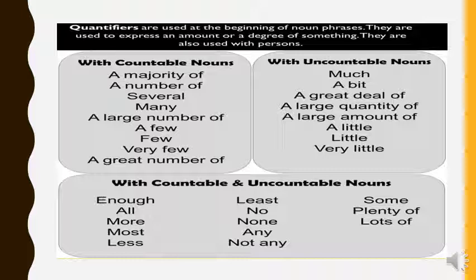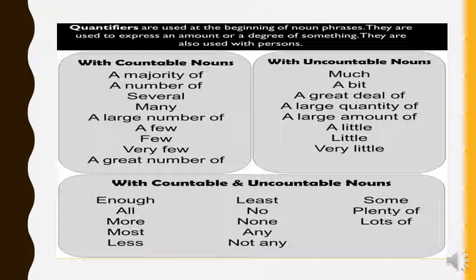Now we move to the quantifiers, something called a quantifier. And quantifiers are used at the beginning of noun phrases. They are used to express the amount or a degree of something. They are also used with persons.